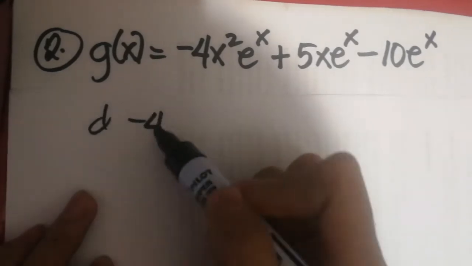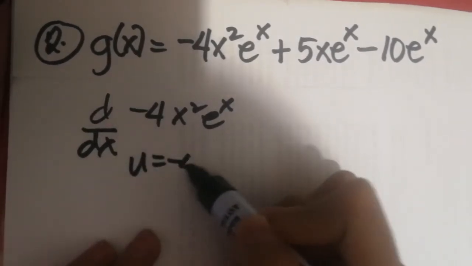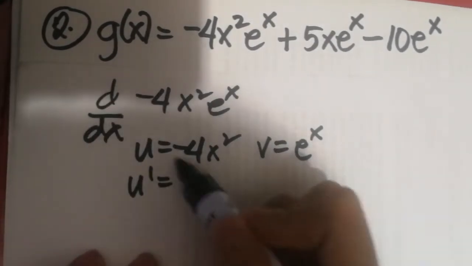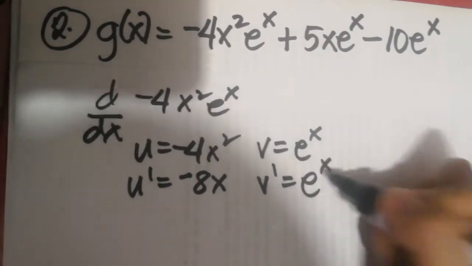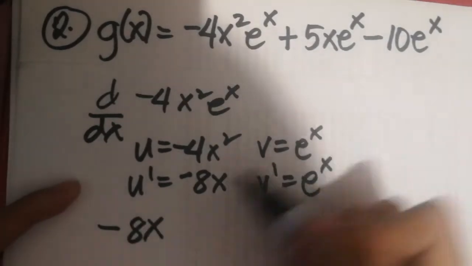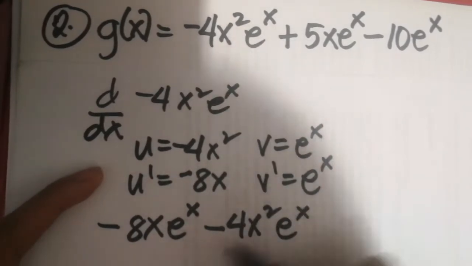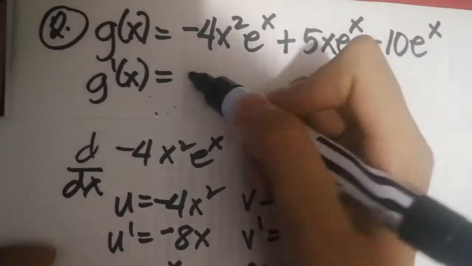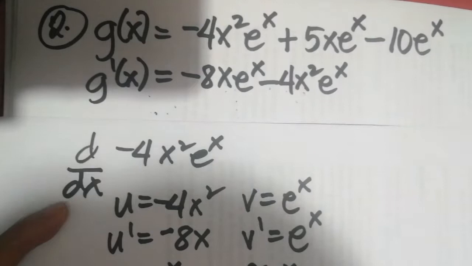So since the first term is negative 4x squared e raised to x power with respect to x, let u is equal to negative 4x squared, v is equal to e raised to x power. So u prime is, using power rule, negative 8x, then v prime is still e to the x power. So cross multiply, so we will obtain negative 8x times e raised to x power minus 4x squared times e raised to x power. So this is the derivative of the first term. So we have g prime of x is equal to negative 8x e raised to x power minus 4x squared e raised to x power.